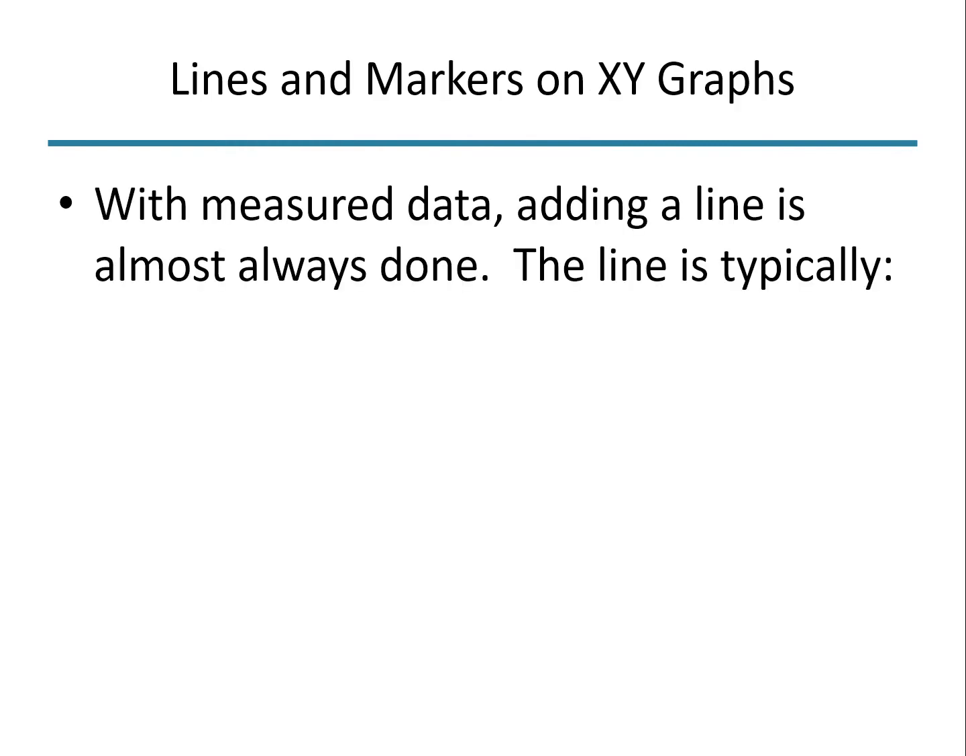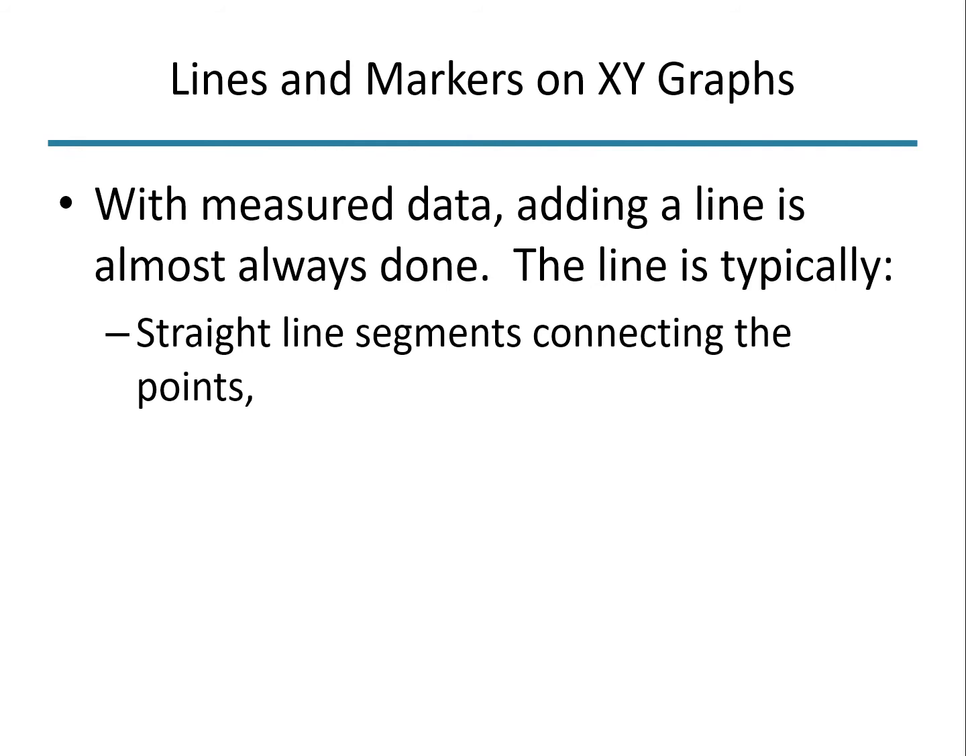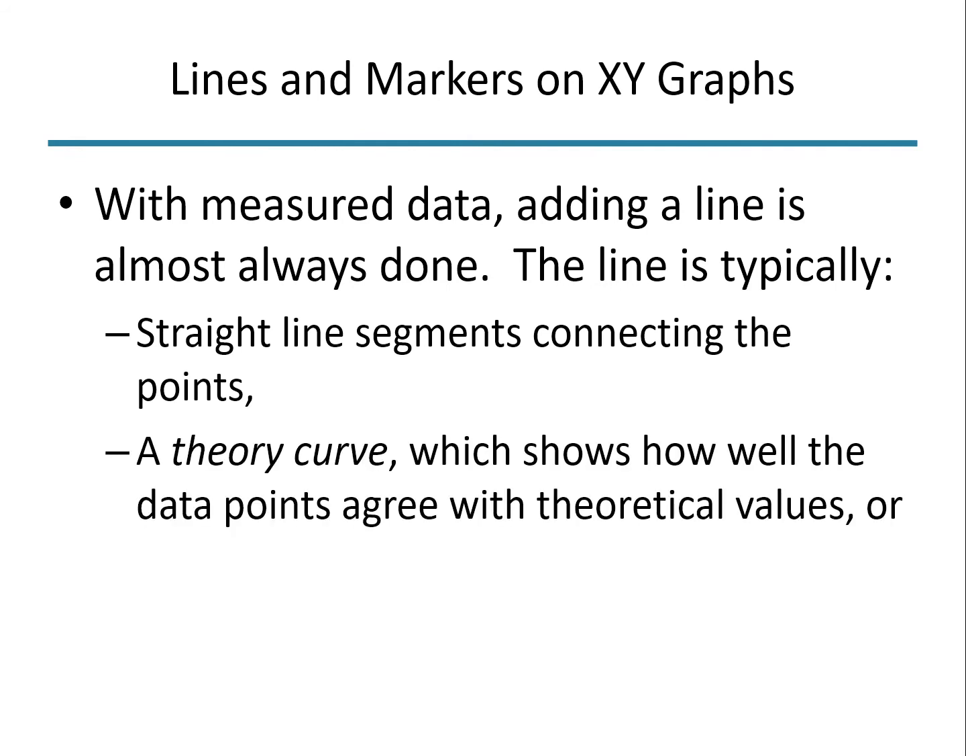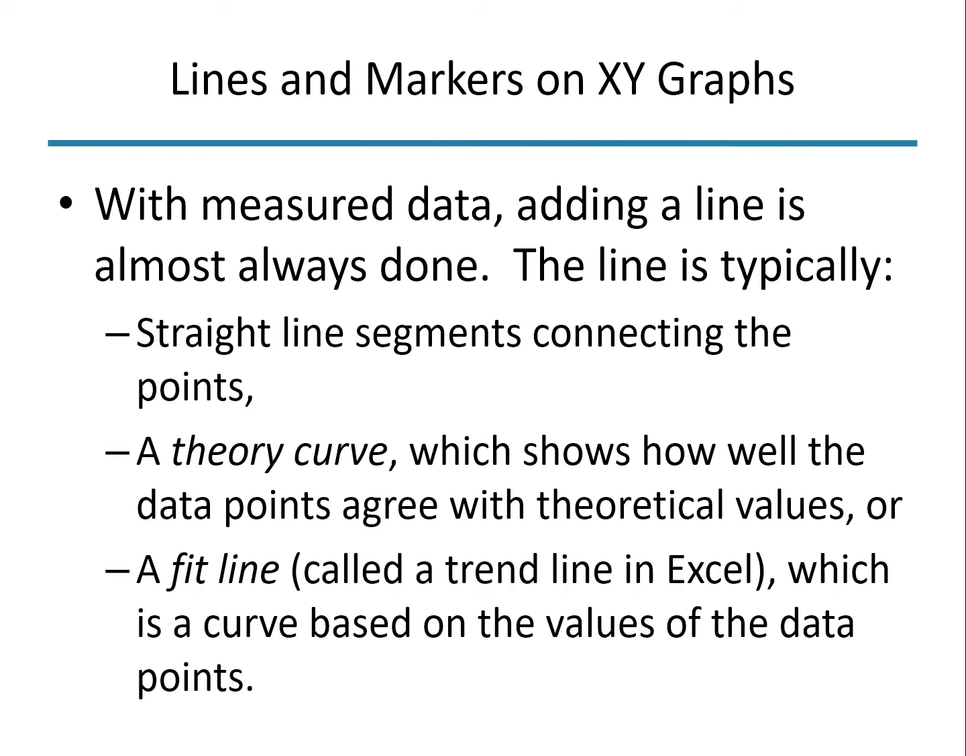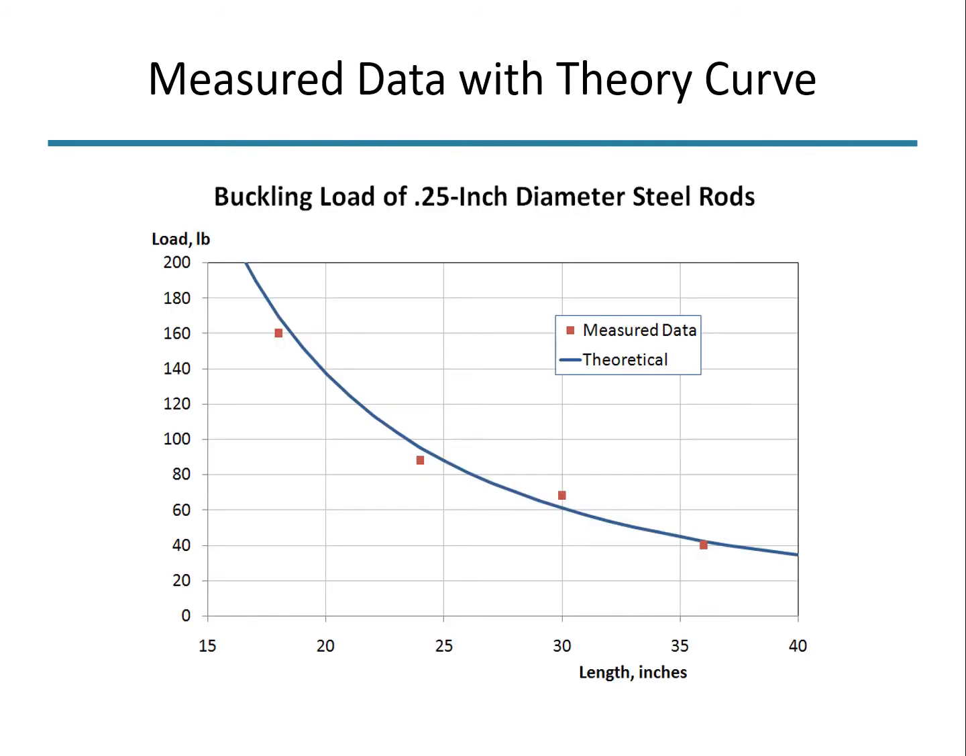Now, almost always, though, we add some sort of a line. Sometimes you just connect the straight line segments. You add a theory curve or a fit line, which we'll call a trend line. We'll talk a little bit more about curve fitting in just a little bit. So in this case, we've looked at the theoretical versus the measured. And again, very quickly we can visualize that our measured data maps against the theoretical data pretty well.